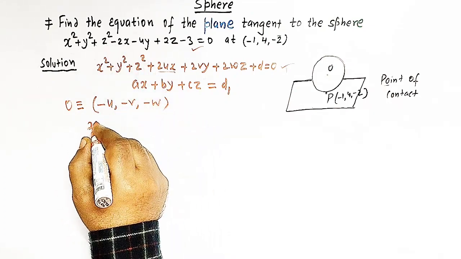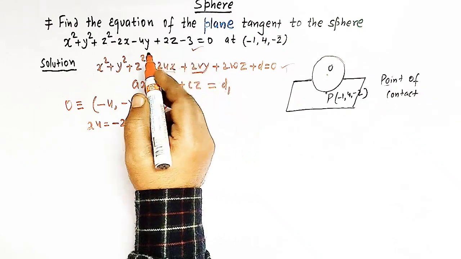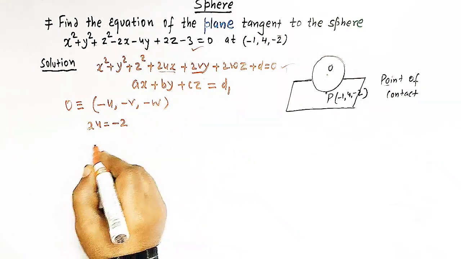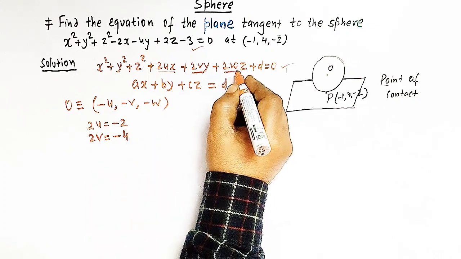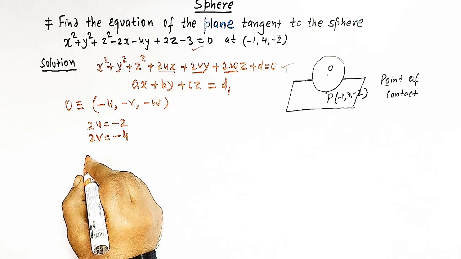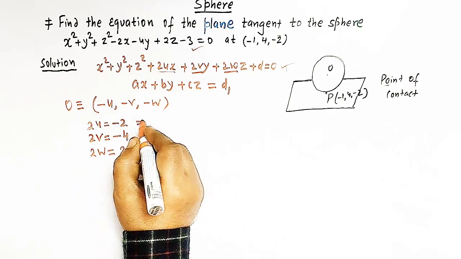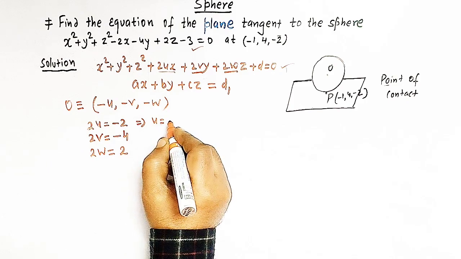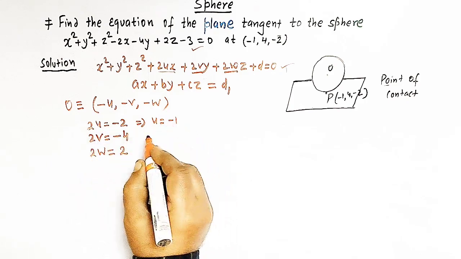So 2u is equal to minus 2, and here we have 2vy, here we have minus 4y. So 2v is equal to minus 4, and here we have 2wz, and here we have 2z. So 2w is equal to 2, right? So from here we have u is equal to minus 1, because minus 2 over 2 is minus 1.